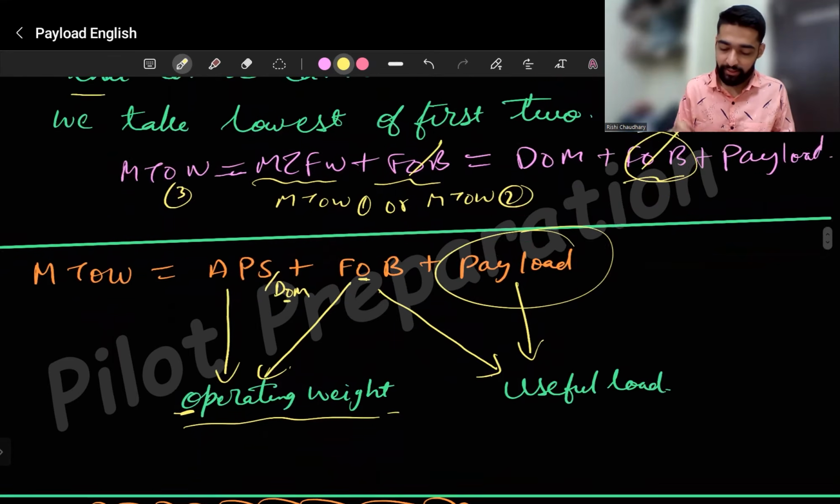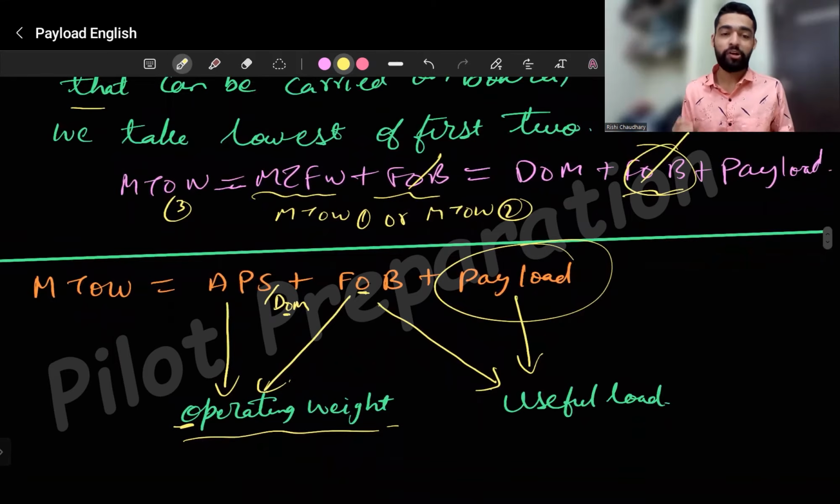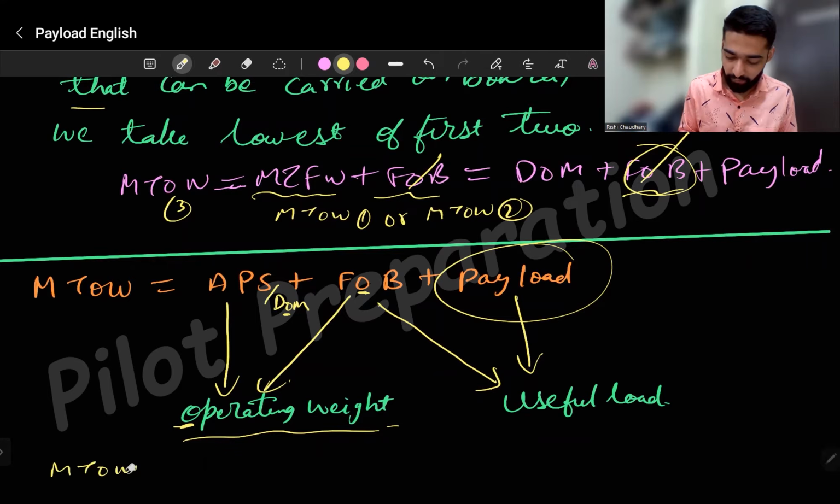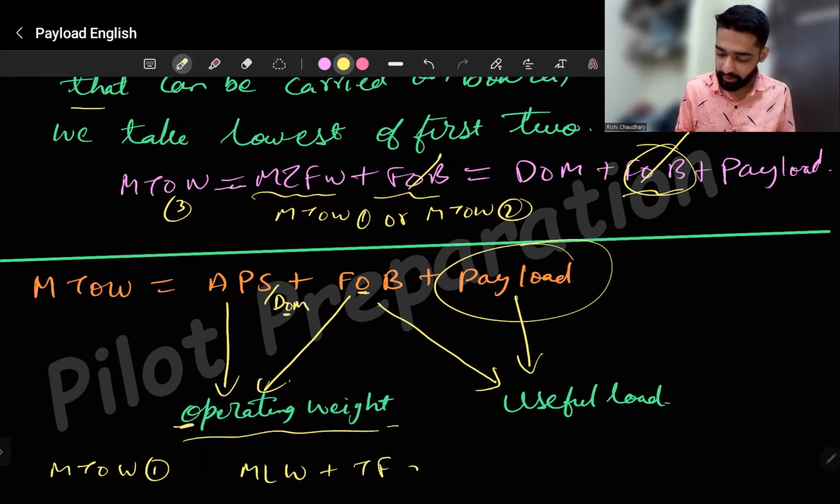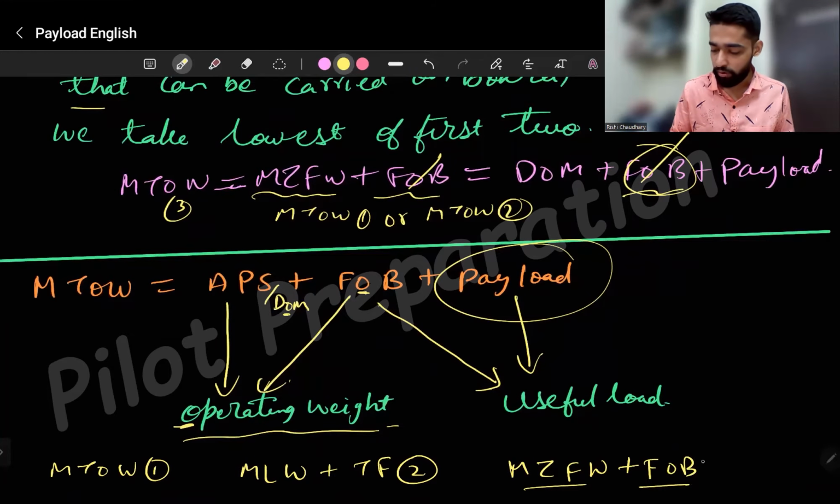Apart from this, we learned that we get 3 MTOW values. One is the direct MTOW value, which is the maximum takeoff weight value. The second MTOW is MLW, maximum landing weight, plus trip fuel. The third MTOW is maximum zero fuel weight plus fuel on board. So this is how we get the 3 MTOW values.